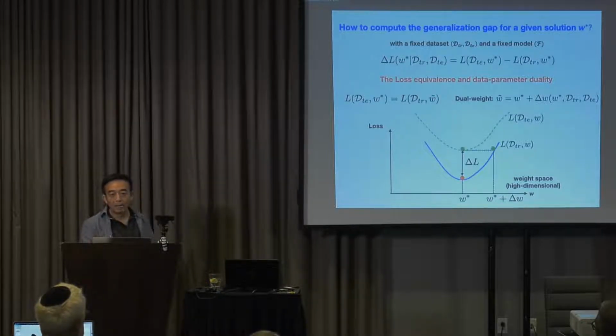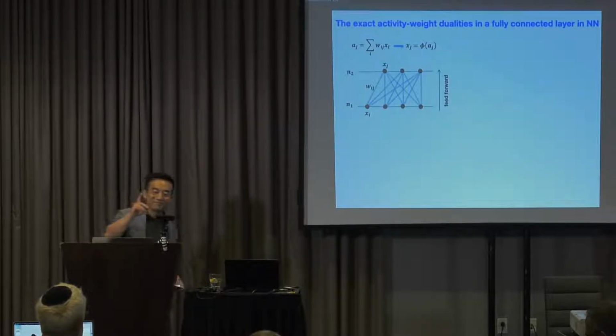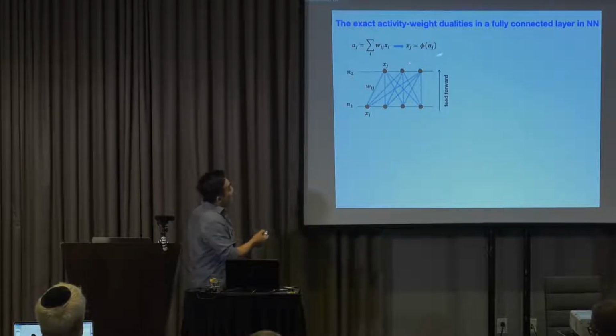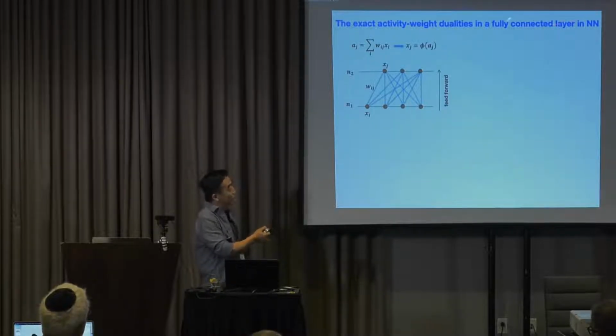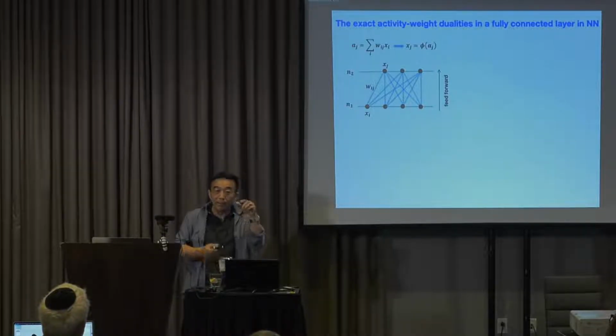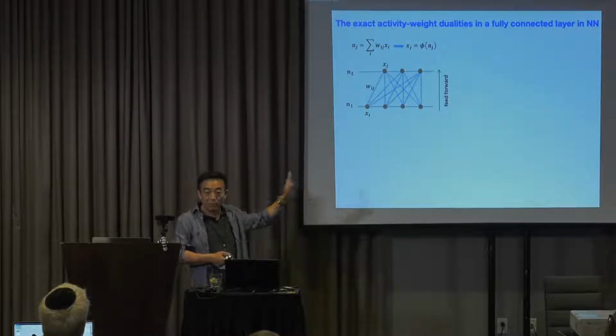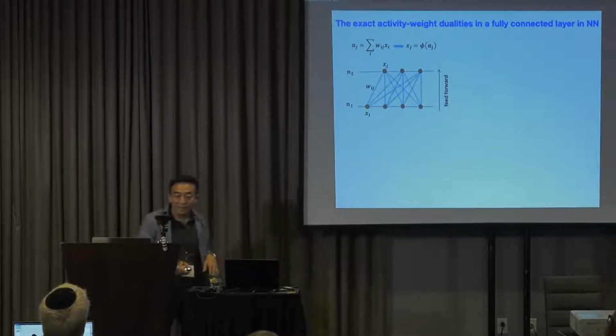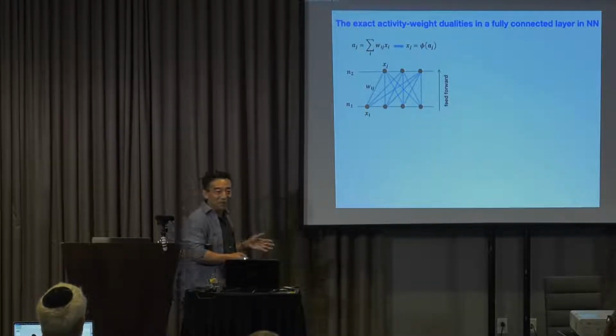There must be lots and lots of dimensions in which you can achieve the same thing. Perfect. See, the dualities, that's the pearl. So, exact activity-weight duality in a fully connected network. Layer, not network, layer. Any layer has such a duality, and many of them. That's actually pretty trivial in some sense if you realize it.